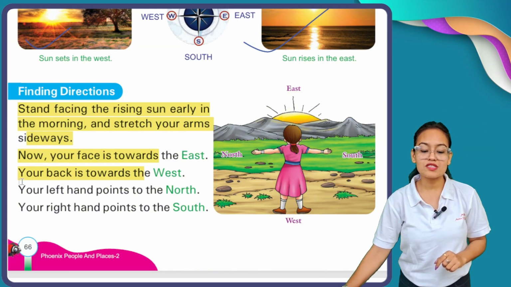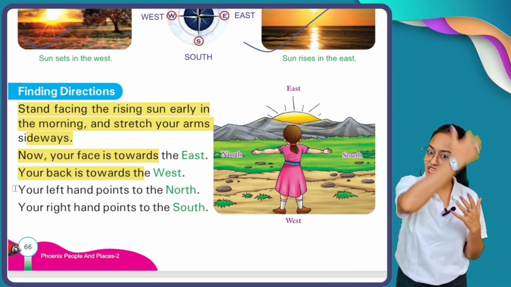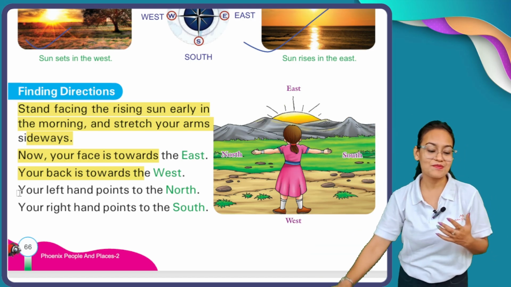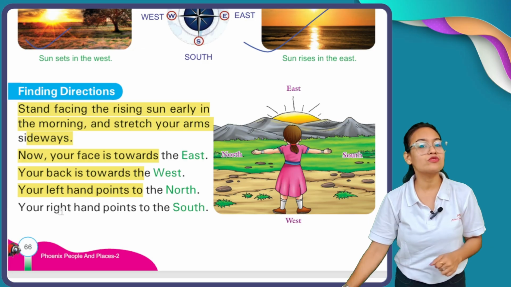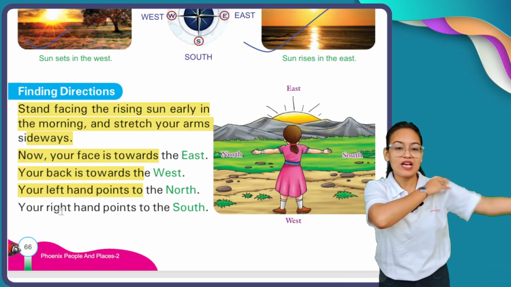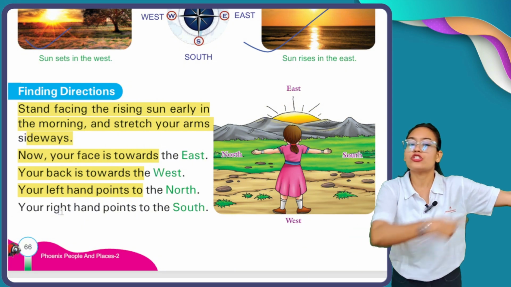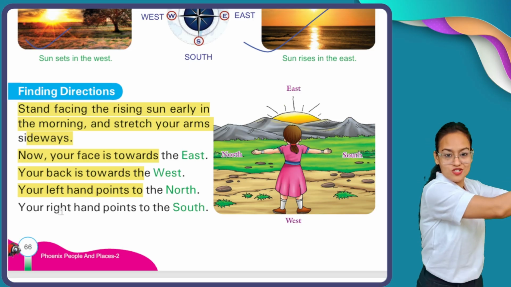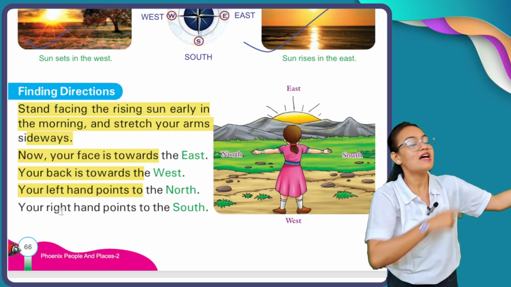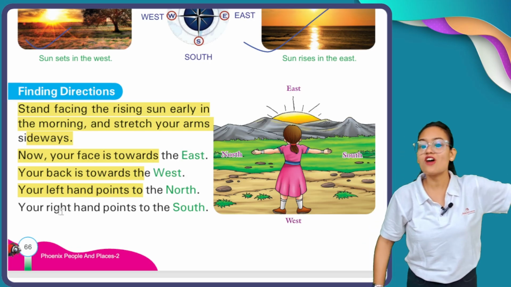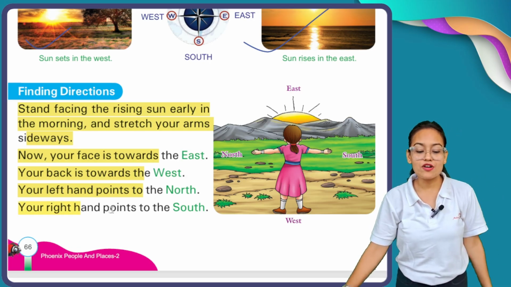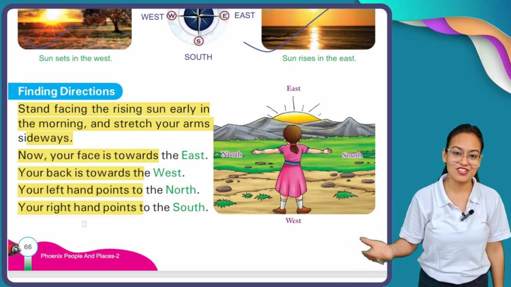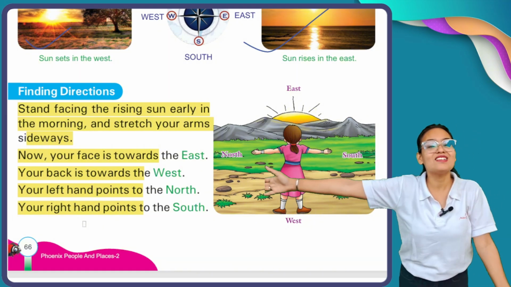Your back is towards the west. If your face is towards the east, then your whole back portion is towards the west. Your left hand points to the north. Now this is your left hand, and you're stretching your arms like this. So your left arm is indicating the north direction. Your right hand points towards the south. Only one direction was left, and that was the south direction. So your right hand is in the south direction.